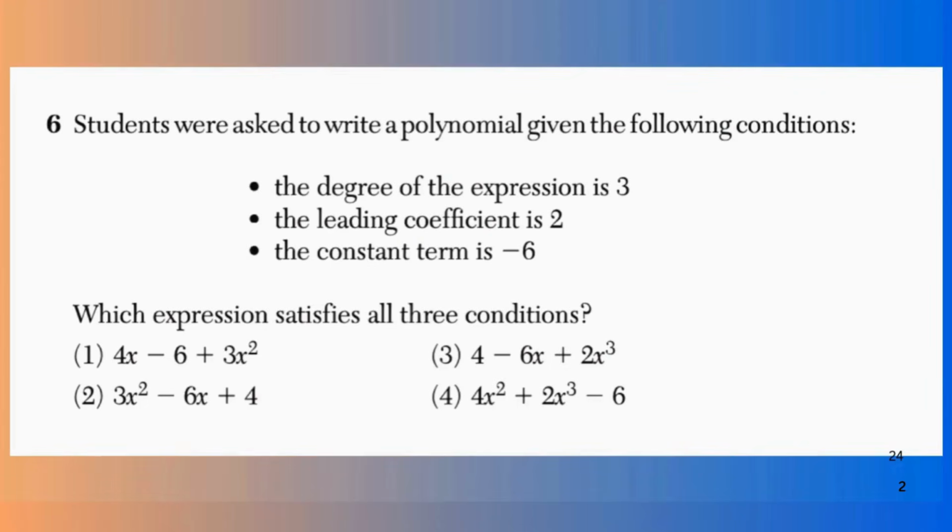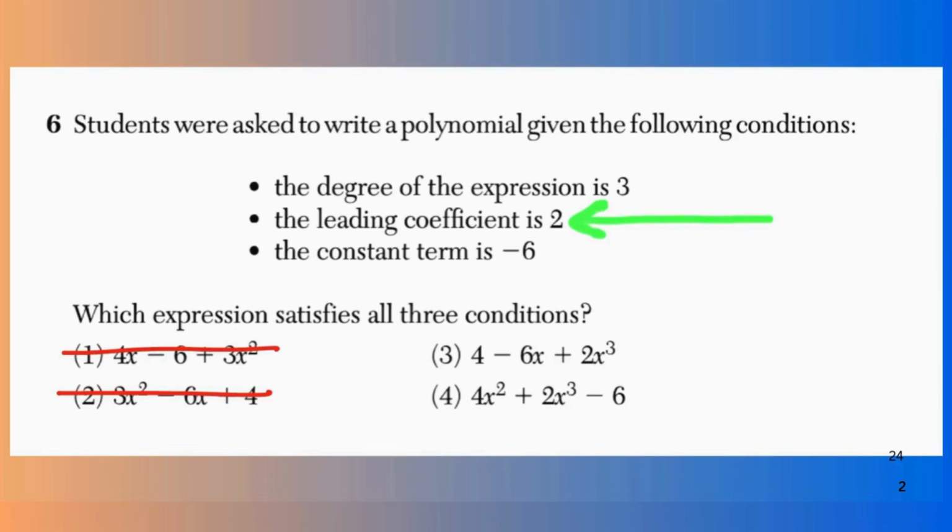Number 6 is very simply a vocabulary question. Students were asked to write a polynomial given the following conditions. The degree of the expression is 3, meaning that the highest exponent of a variable term in this expression can be 3. So let's look at our answer choices and see if we can eliminate anything. The highest exponent of the variable in number 1 is 2, so that is out. The highest exponent of the variable in number 2 is also 2, so that's out. But in answer choices 3 and 4, the highest exponent of my variable expression is 3, so so far 3 and 4 are in.